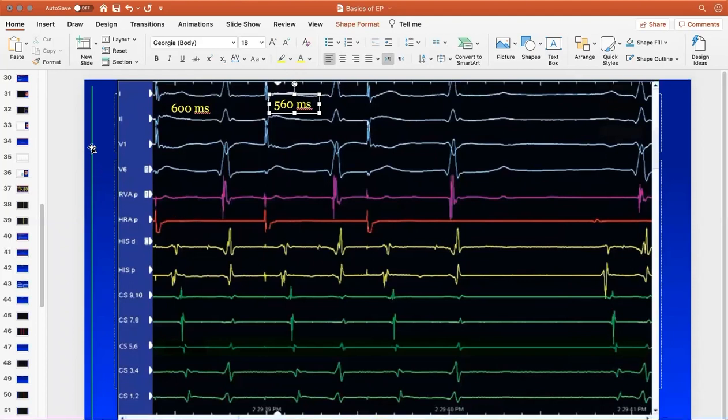Okay. So is it native rhythm or are we pacing? It looks like there's a pacing before the P wave. Okay. So exactly, and if you see the HRA catheter, you see these box-like things, that's the pacing stimulus output. So you were pacing from the high right atrium. Okay. So are we capturing the atrium or not?